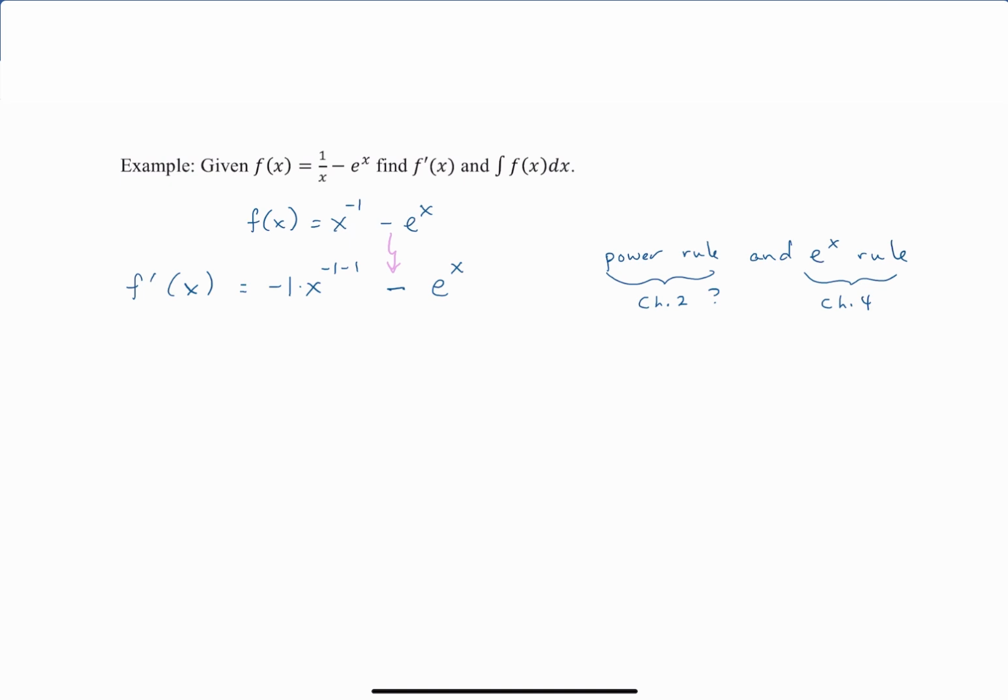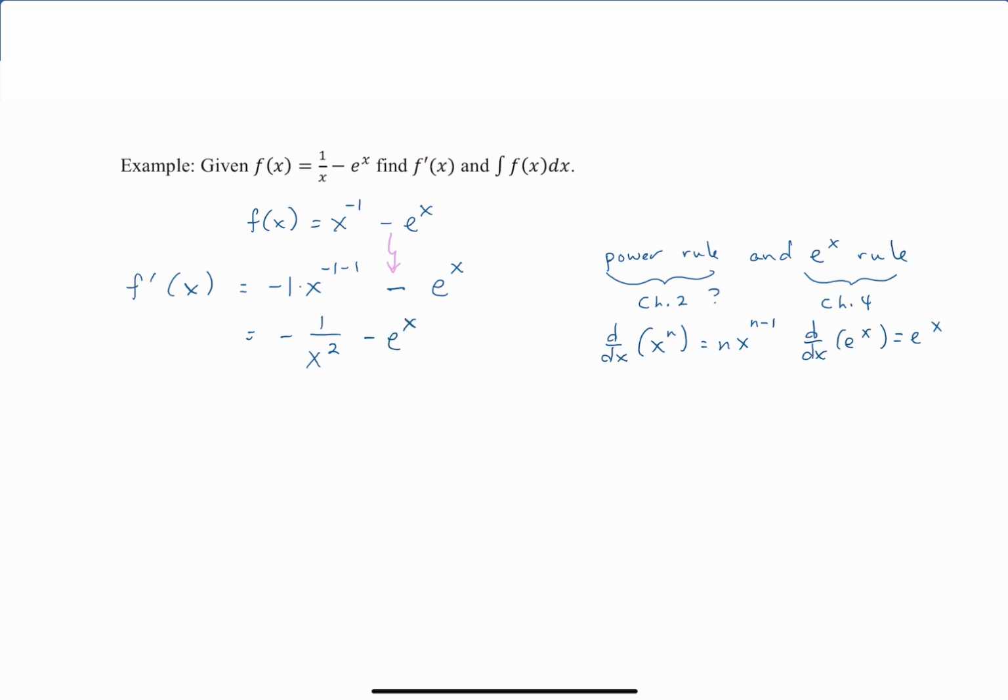And the e to the x rule just says that the derivative of e to the x is e to the x. The power rule says the derivative of a power of x is the power times x to the old power minus 1. Okay, so here I wind up with minus 1 over x squared, right? Because minus 1 minus 1 is negative 2, and x to the negative 2 is 1 over x squared, and then minus e to the x.